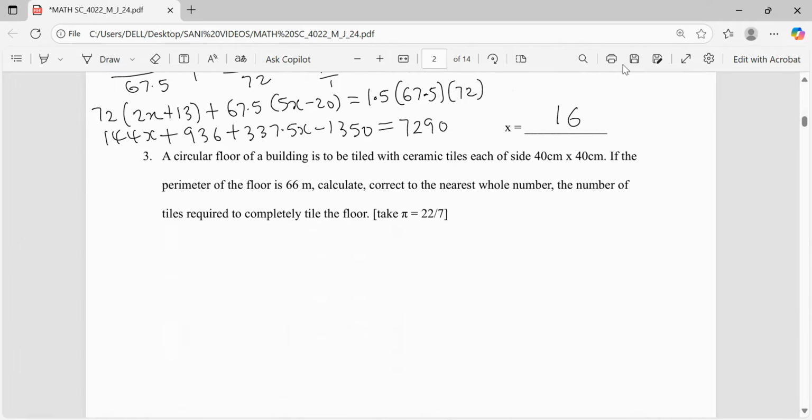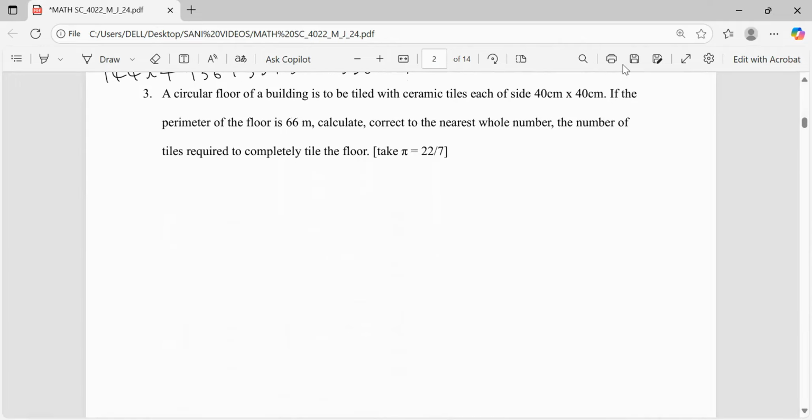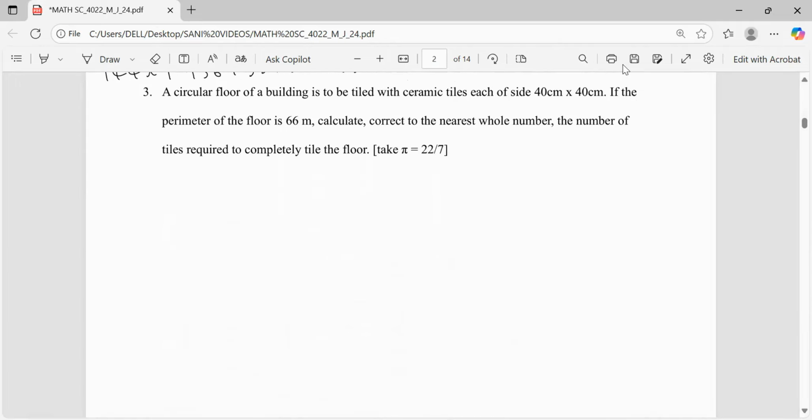And question 3 says, a circular floor of a building is to be tiled with ceramic tiles, each of side 40 centimeter by 40 centimeter. If the perimeter of the floor is 66 meter, calculate, correct to the nearest whole number, the number of tiles required to completely tile the floor. So take pi as 22/7.